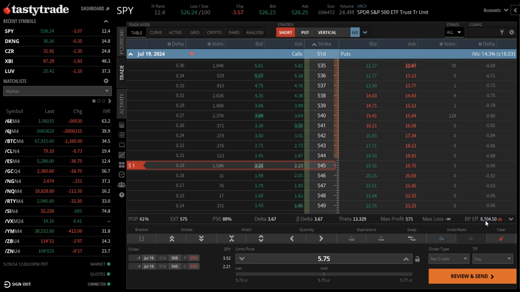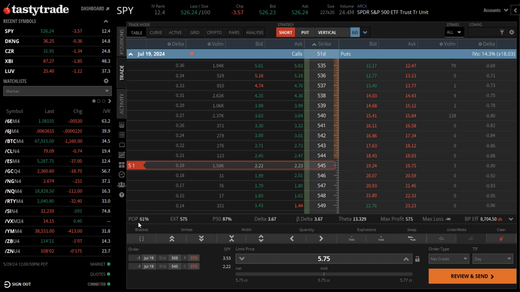I'm putting up about $8,700 of capital. Again, substantially more capital than the defined risk trade. My max loss, because it's an undefined risk trade, is that SPY could potentially go to zero. Again, probabilities probably say otherwise.